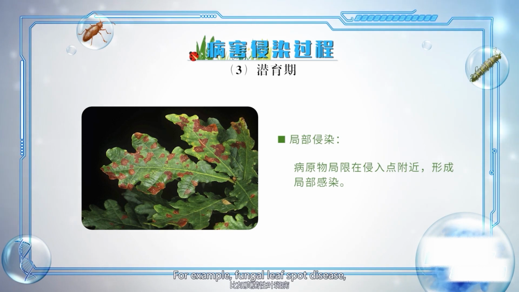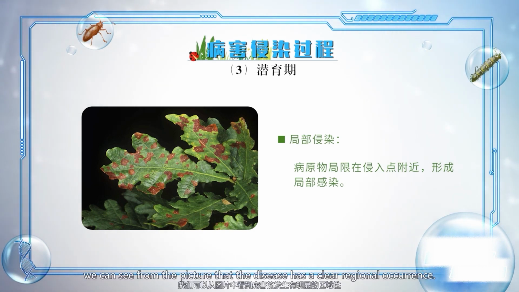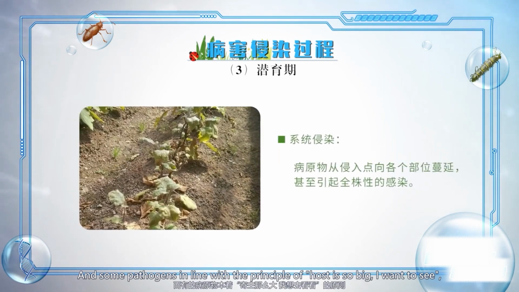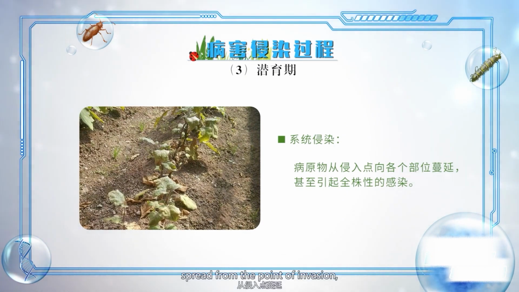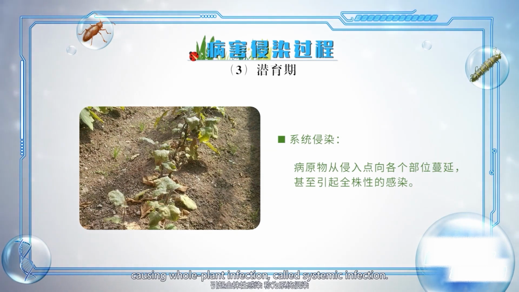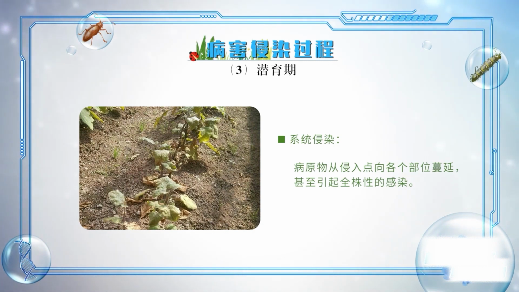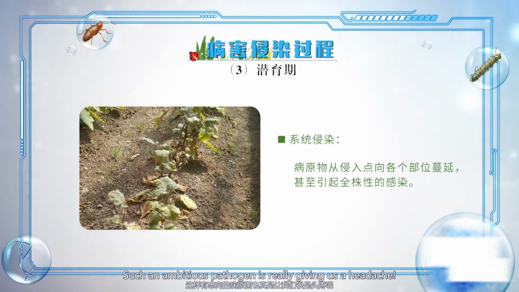For example, fungal leaf spot disease. We can see from the picture that the disease has a clear regional occurrence. And some pathogens are more ambitious. They spread from the point of invasion, causing whole plant infection, called systemic infection. For example, tomato bacterial wilt. The whole plant shows obvious symptoms. Such an ambitious pathogen is really giving us a headache.